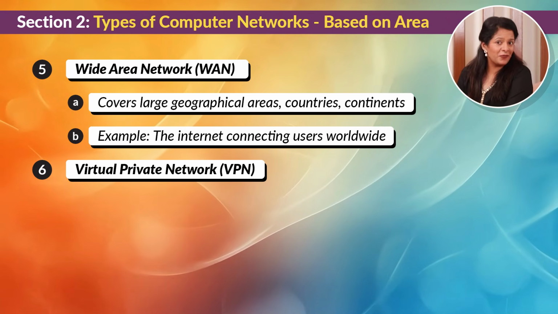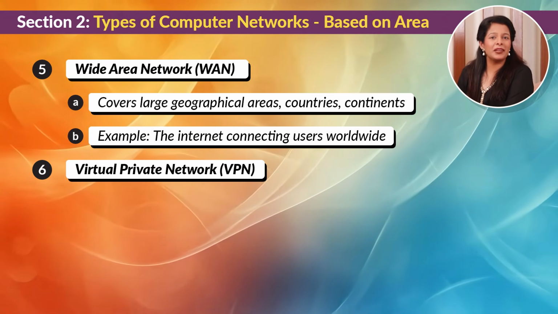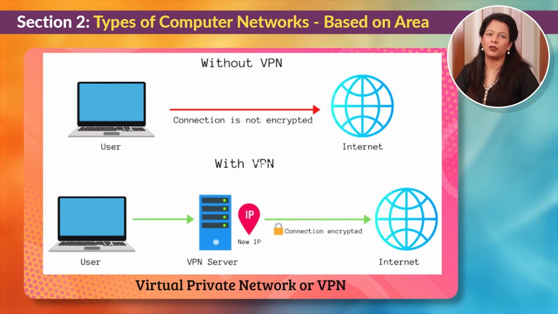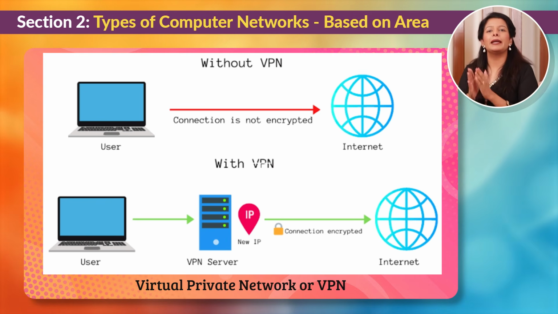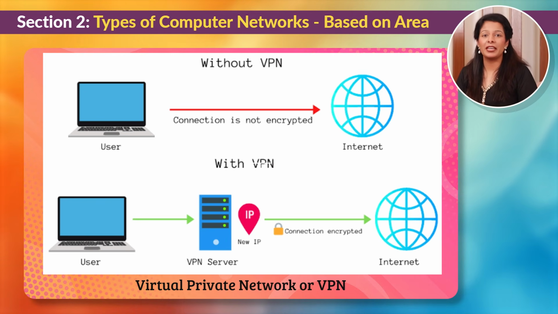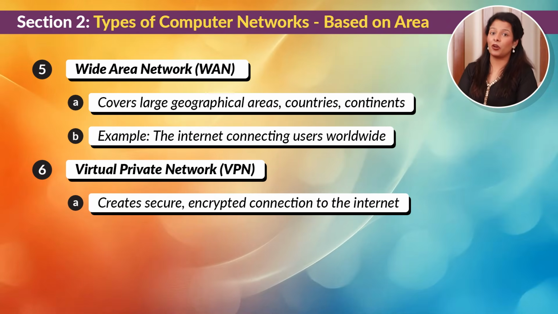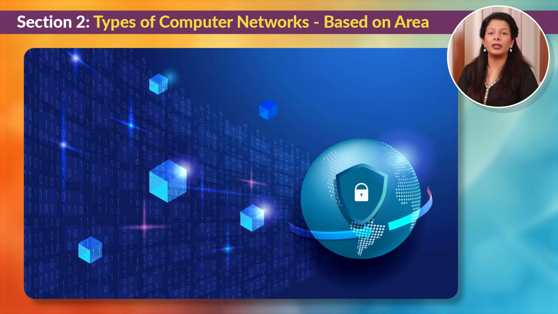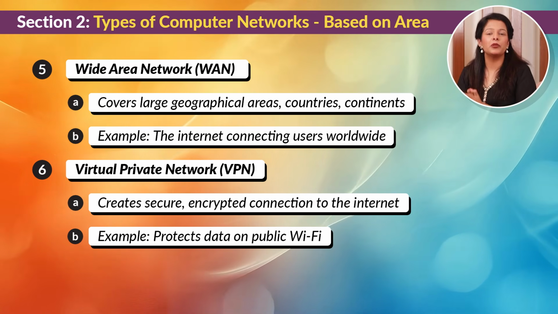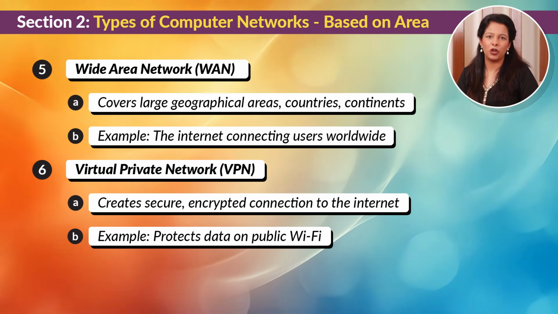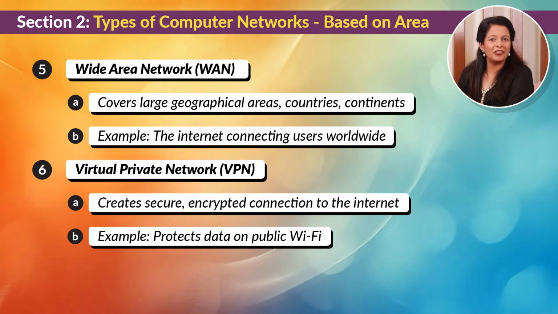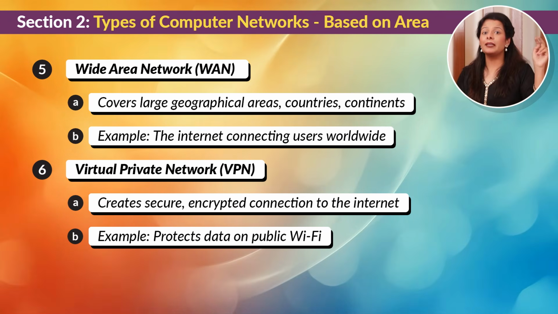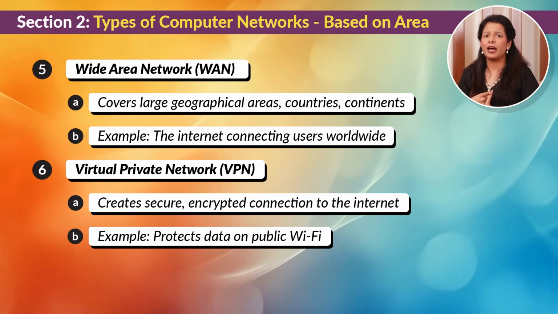Let us now talk about the Virtual Private Network or VPN. VPN creates a secure and private connection between your device and the internet by encrypting all the data you send and receive, meaning your information is scrambled so others cannot see or steal it while you are online. For example, if you are using public Wi-Fi in a coffee shop, turning on a VPN is like traveling through a secret tunnel online, keeping your information safe from hackers.